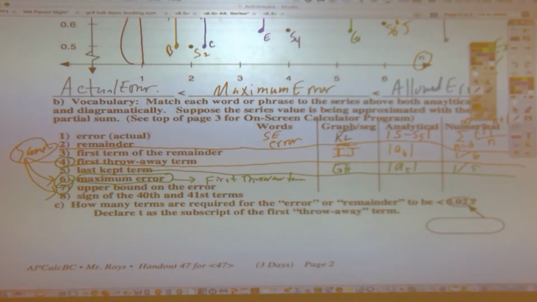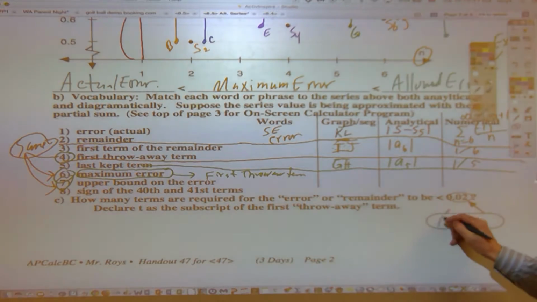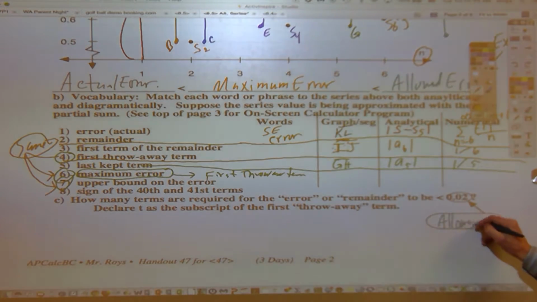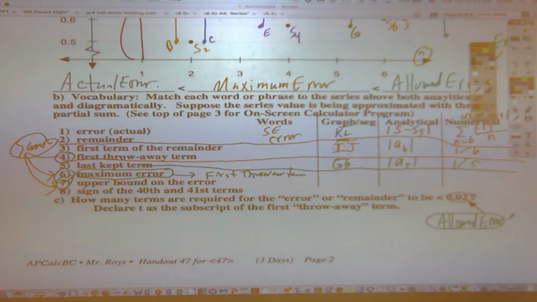So in terms of vocabulary, let's just do an example here. How many terms are required for the error of the remainder to be less than 0.02? Suppose that the executives come in and say, we'll allow you to be off by 0.02. It's more common for them to pick 0.001, but suppose they give you an allowed error of 0.02. So here's how you're going to handle this.